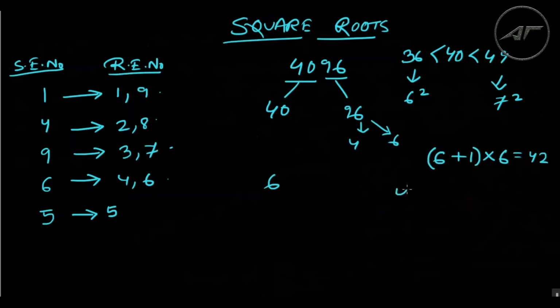So 42 here is greater than 40. Therefore the product is greater than the number. If the product is greater than the number, we choose the lesser of the choices. And if the product is lesser than the number, we choose the greater of the choices. It's like inverse. Here the product is greater than the number, so we will choose the lesser of the choices.